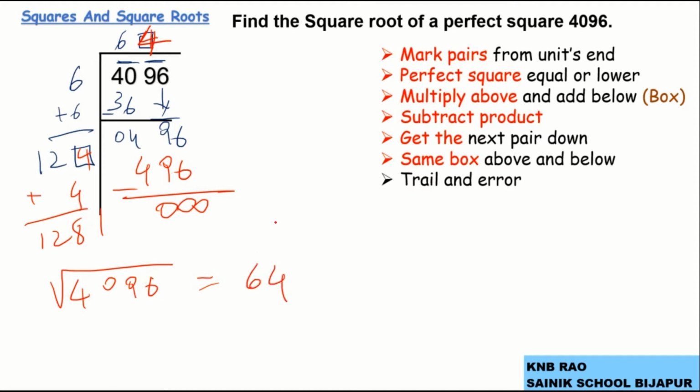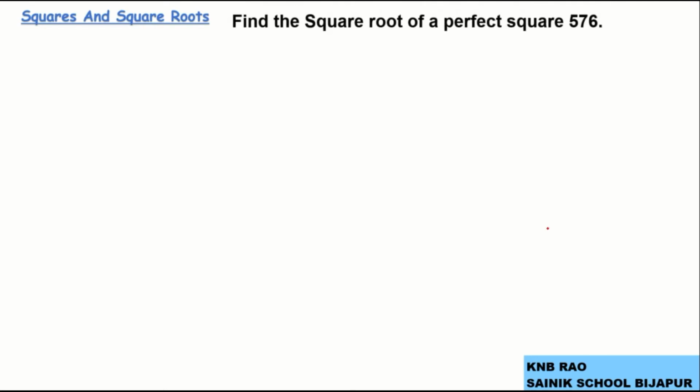Now if the number of digits are not in even number, they are in odd number, how shall we proceed? That is what we are going to learn. Find the square root of the number 576. Here 576 is a perfect square and it has 3 digits. I will explain with this smaller one first. Write the number and draw the lines above and left of the number.